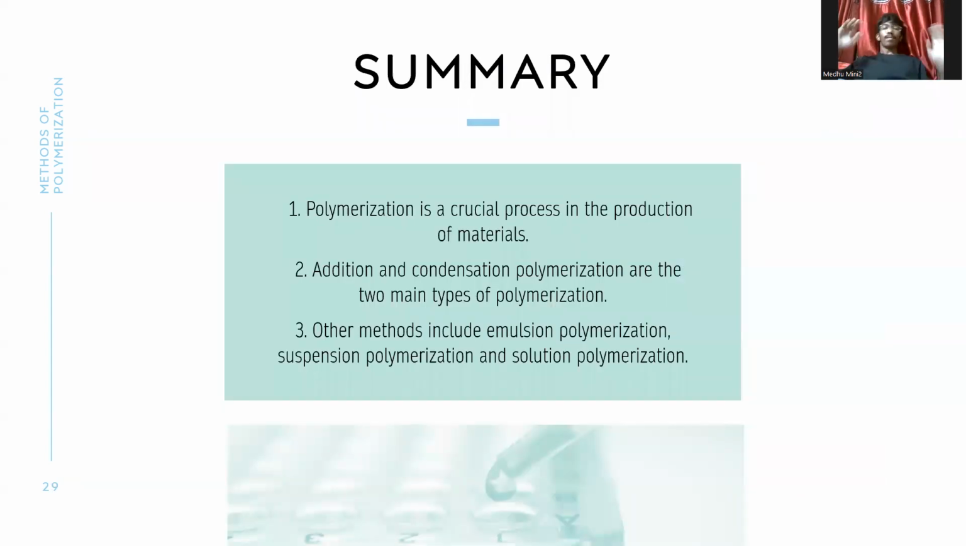Summary. Polymerization is a crucial process in the production of materials. Addition and condensation polymerization are the two main types of polymerization. Other methods include emulsion polymerization, suspension polymerization, and solution polymerization.